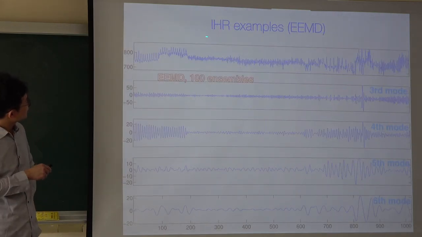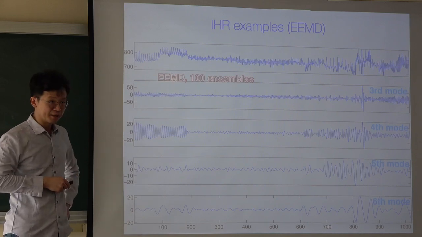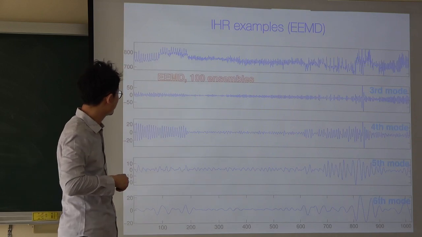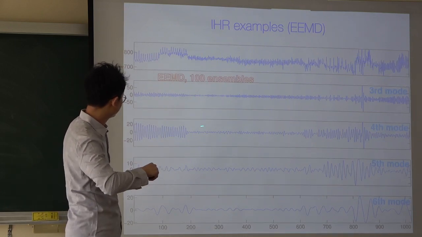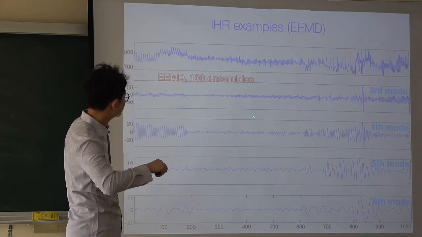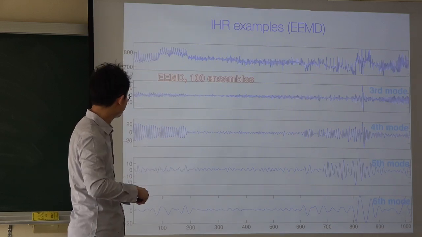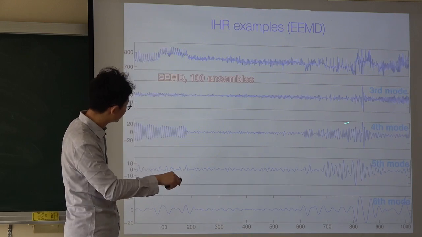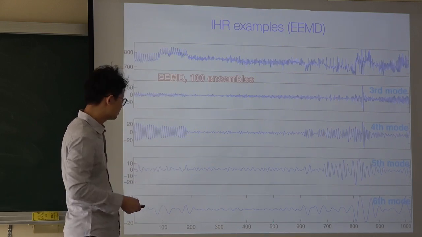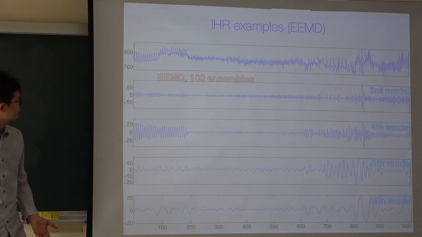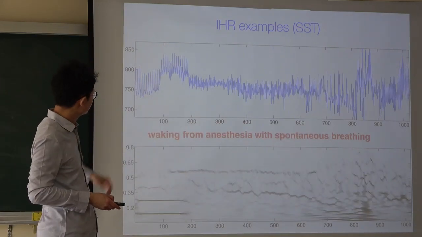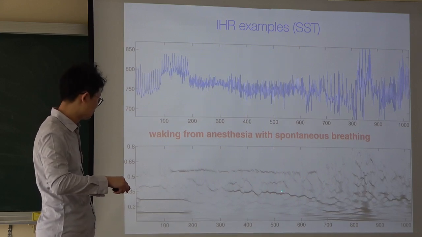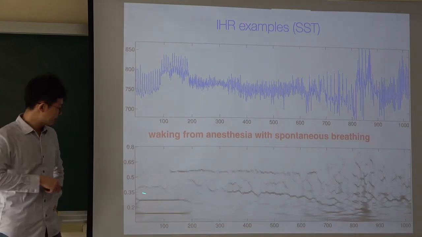And this is another example of instantaneous heart rate, an example I showed you about a patient waking up from general anesthesia. Now you can see the third mode, fourth mode, fifth mode. The first two modes are noise-like. You can see this part seems to be the respiration. And what is this part? Anyways, it's difficult for me to interpret. But recall this result that I showed you before, you can very well see the dynamics, everything.